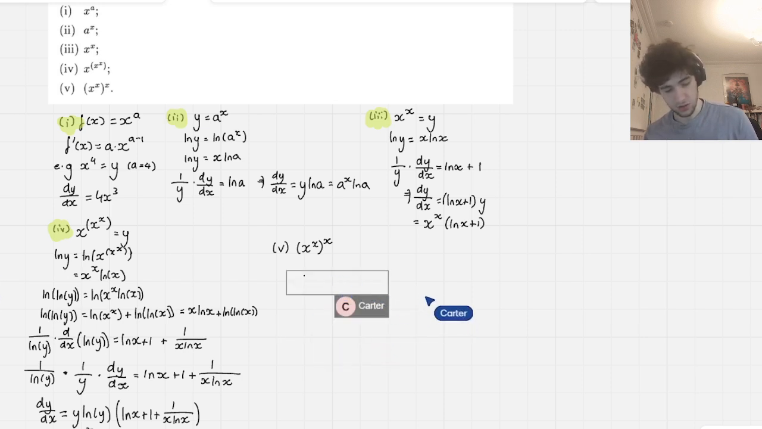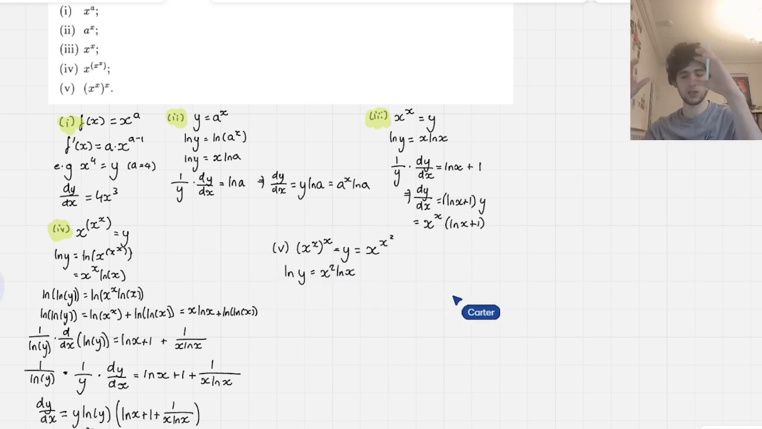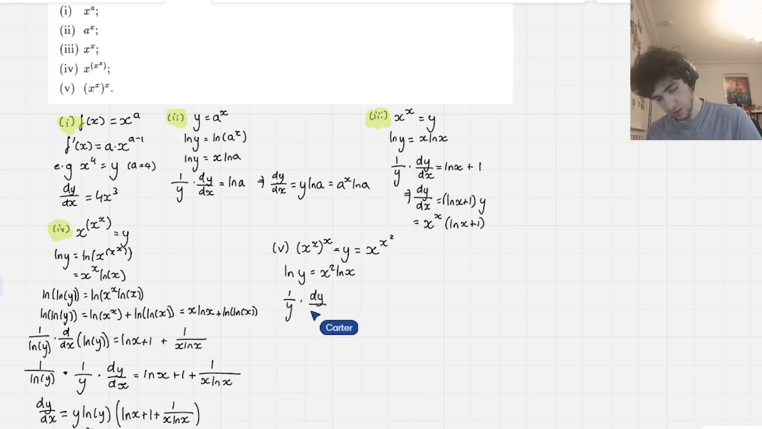So y is equal to x to the power of x squared. If I do ln of y, we get the same trick. We get x squared ln x by the power rule. So ln of x to the x squared, you can just bring the x squared down to the front. And then we differentiate both sides. So 1 over y multiplied by the derivative of y, which we don't know, with respect to x, is equal to the derivative of the stuff on the right. So that's 2x ln x, using the product rule, plus x squared over x, so just plus x.